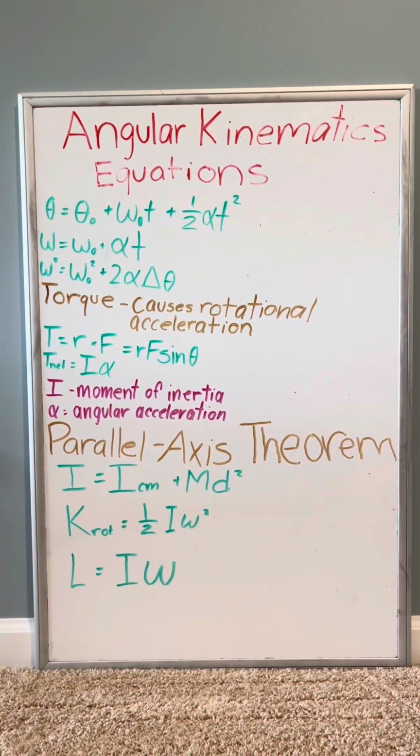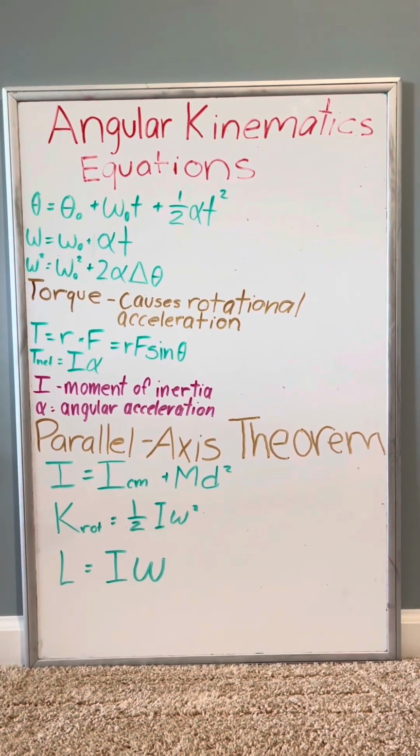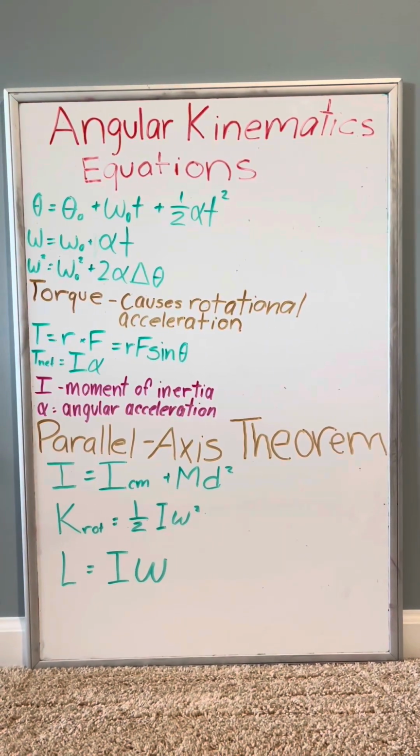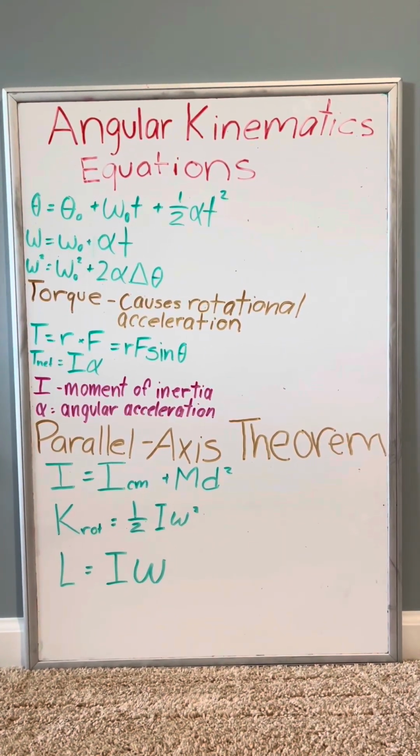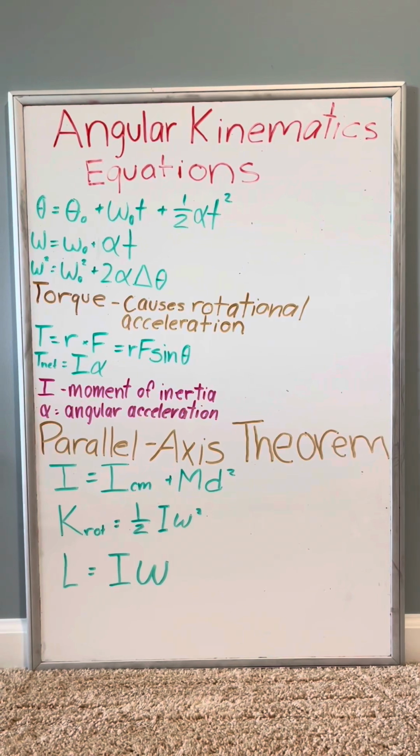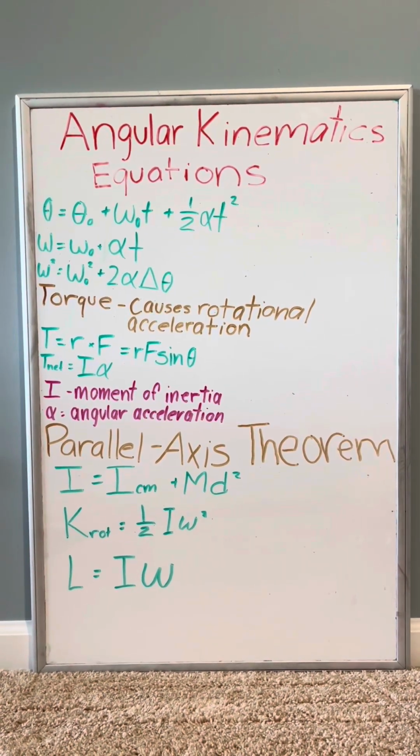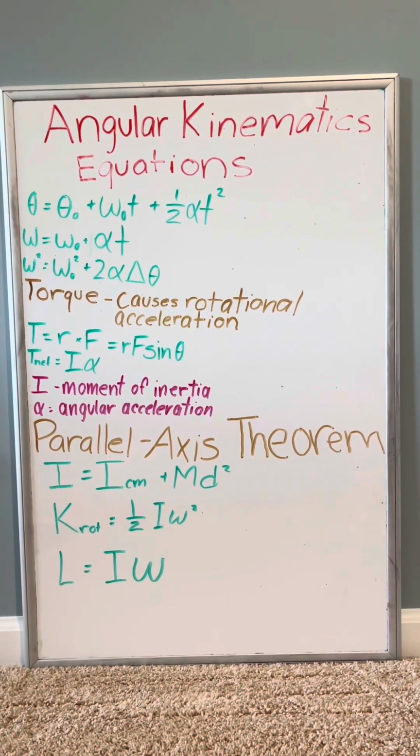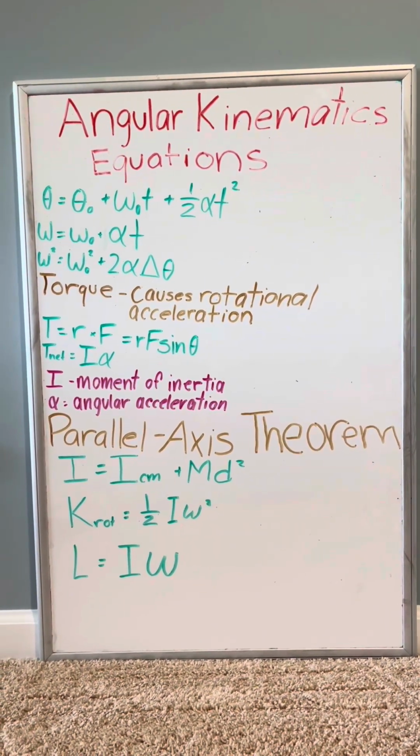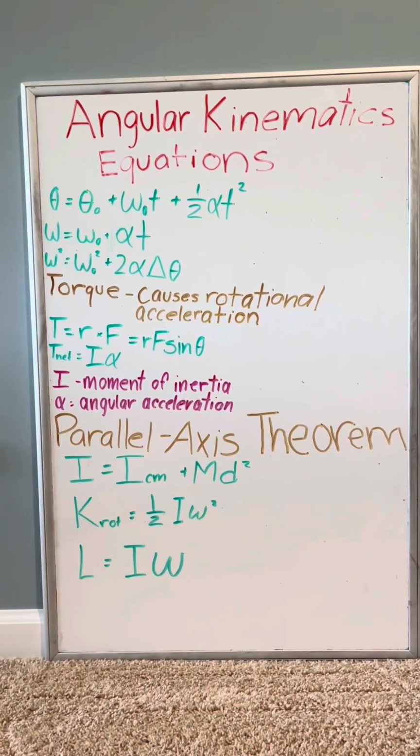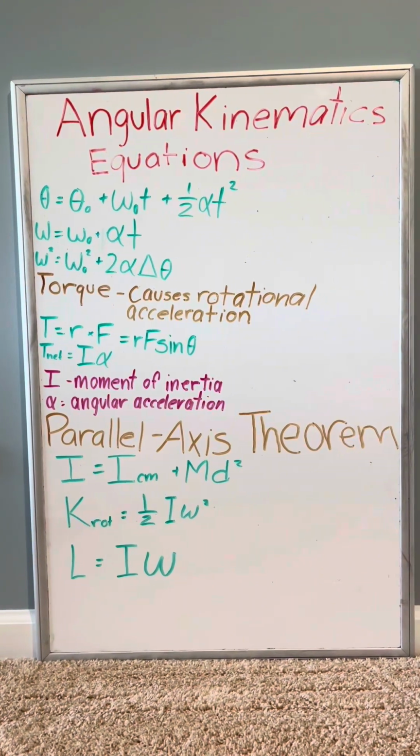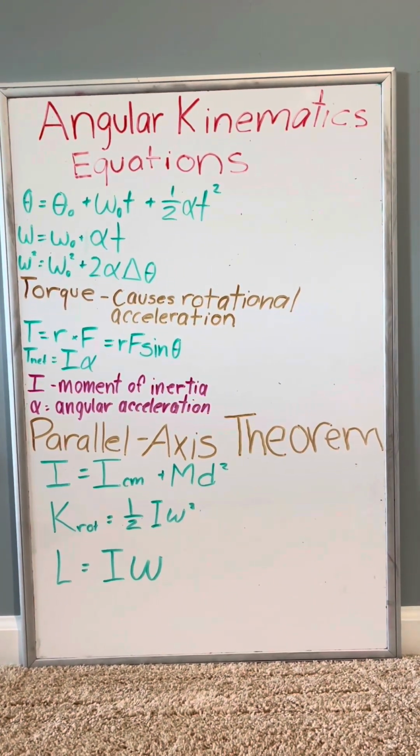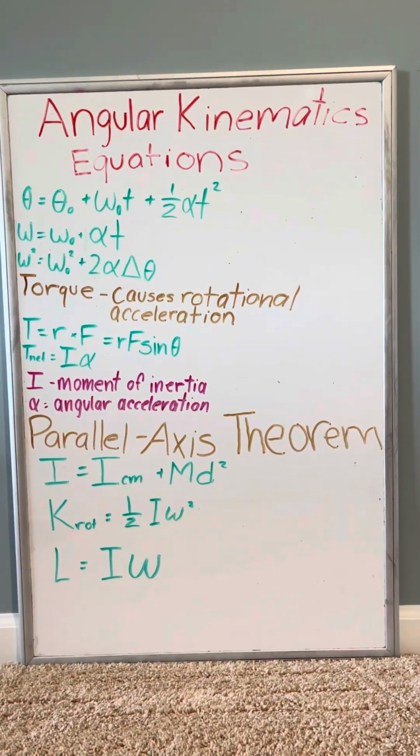And then for energy and angular motion, there are 2 equations we can use to calculate this. For rotational kinetic energy, the equation is 1/2 I omega squared. And for angular momentum, the equation is L equals I omega. And both are conserved in the absence of external torque, just like linear momentum and energy.